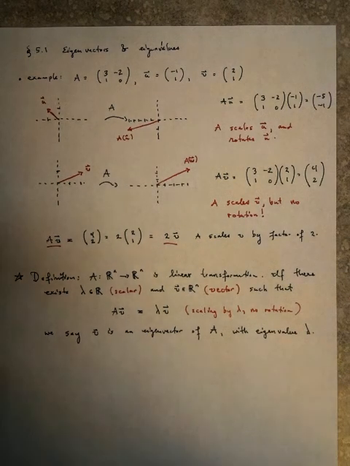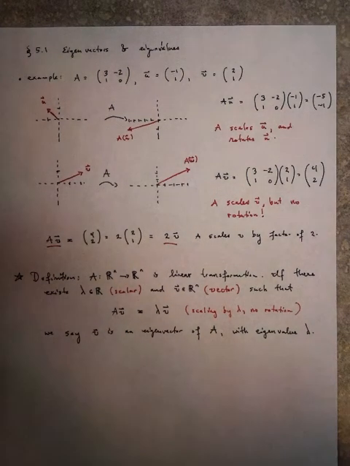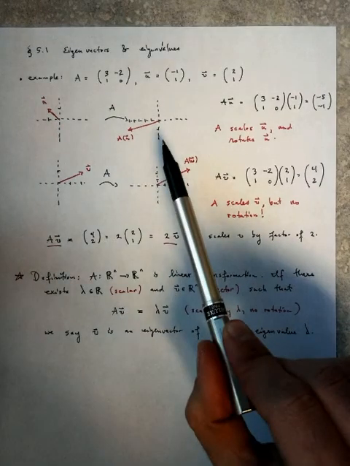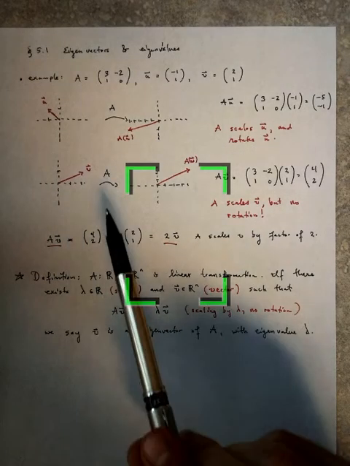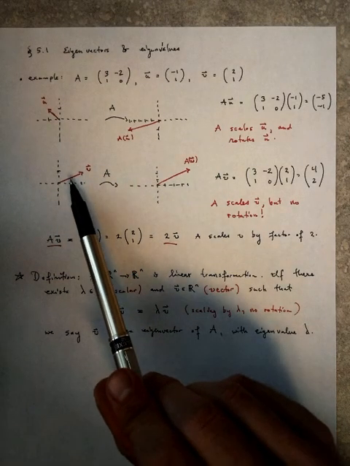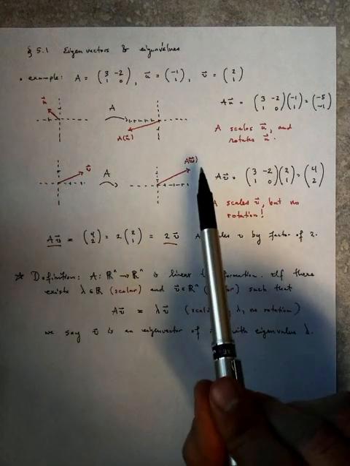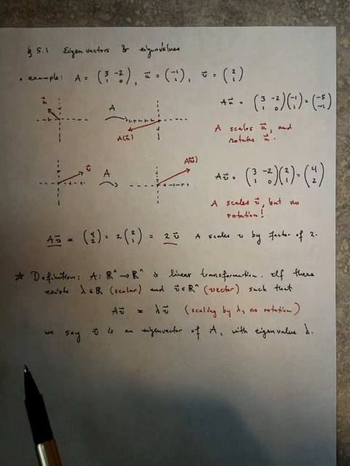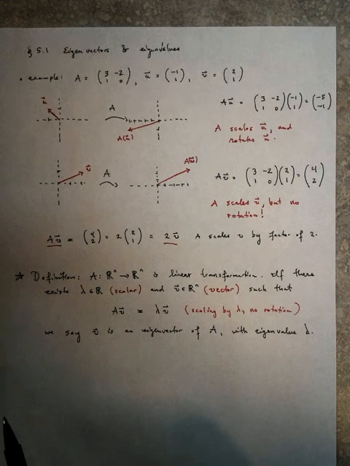So that's the definition. So let's review. A general linear transformation will take any vector, and it'll stretch it out and rotate it. Okay? Now, certain special vectors are not rotated at all. They're just scaled. Those special vectors are called eigenvectors. And the corresponding scale factor is called the corresponding eigenvalue.